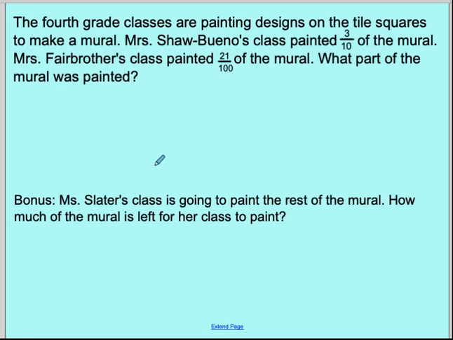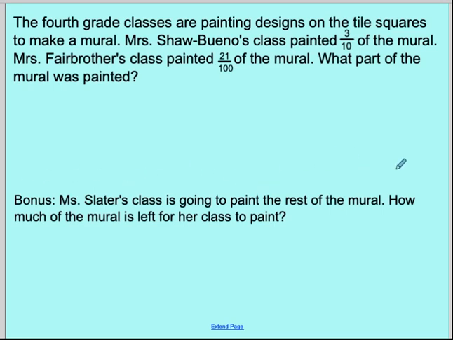Mrs. Shaw Bueno's class painted 3 tenths of the mural. Mrs. Fairbrother's class painted 21 hundredths of the mural. What part of the mural was painted? Okay, I included a bonus here today because Mrs. Slater's class is also going to paint some of the mural, right? They're going to paint whatever is left, and we want to know how much of the mural is left for her class to paint. So that could be a bonus for you to try out.